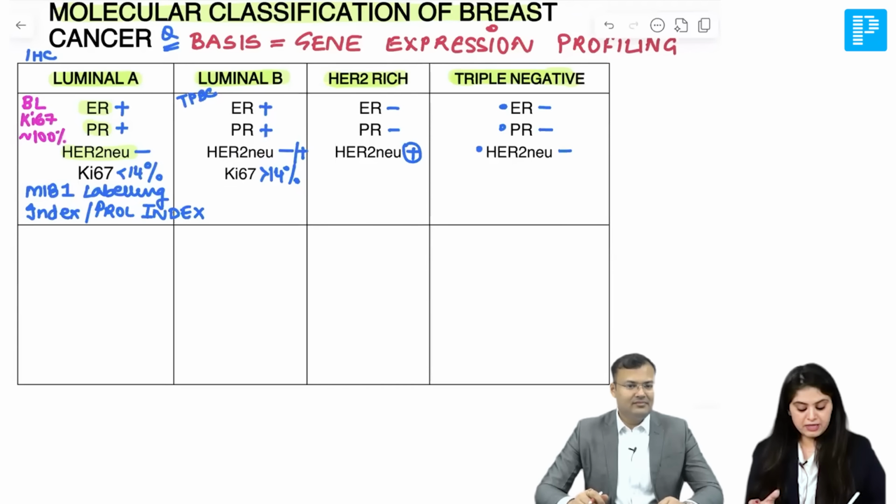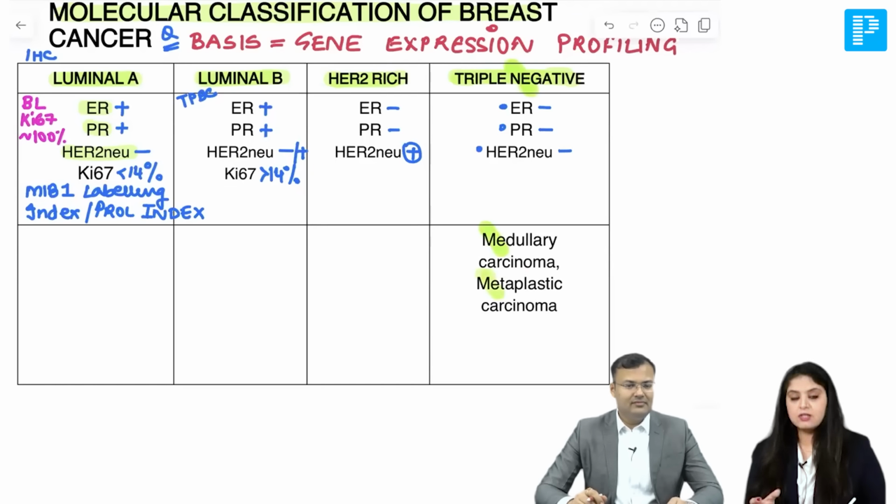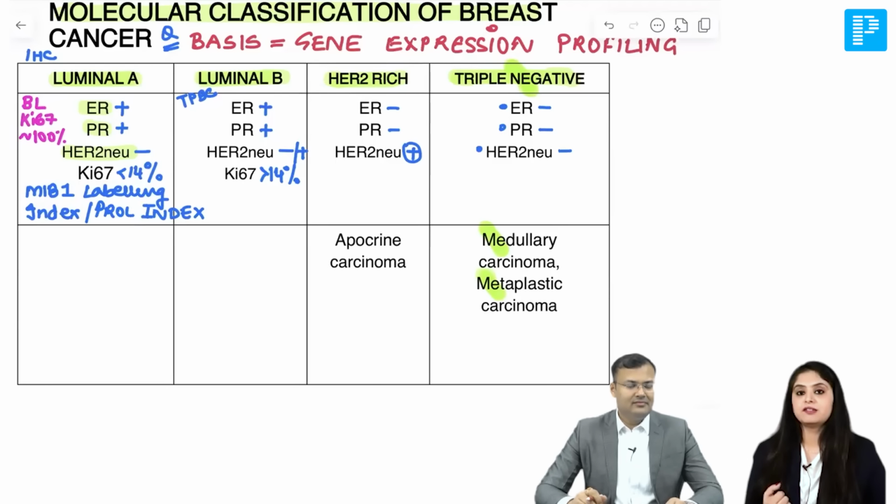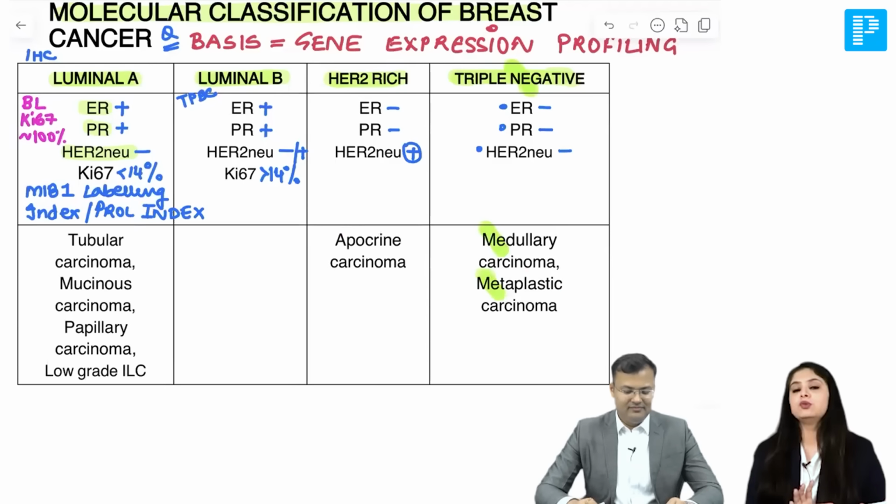So firstly, in triple negative breast cancer, we have learned NE has all the ME tumors. So medullary carcinoma, metaplastic carcinoma, these are all triple negative. Moving on to HER2 rich, the one that you have to put under this is going to be apocrine carcinoma. And everything else, like a dustbin category, goes under luminal A.